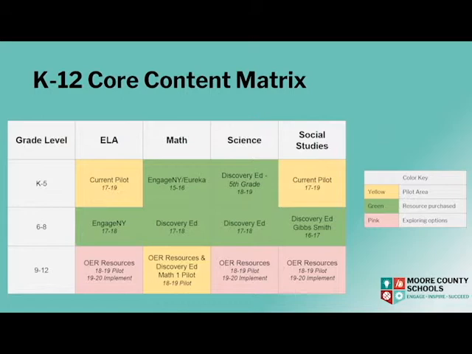K-5, 6-8, and 9-12. And so this matrix that you see shows the different pilots that we have run and some of the places where we have put core content in place. So it's color-coded. If it is green on the matrix, that demonstrates where we have adopted a core content. We have something in place for our teachers and students.